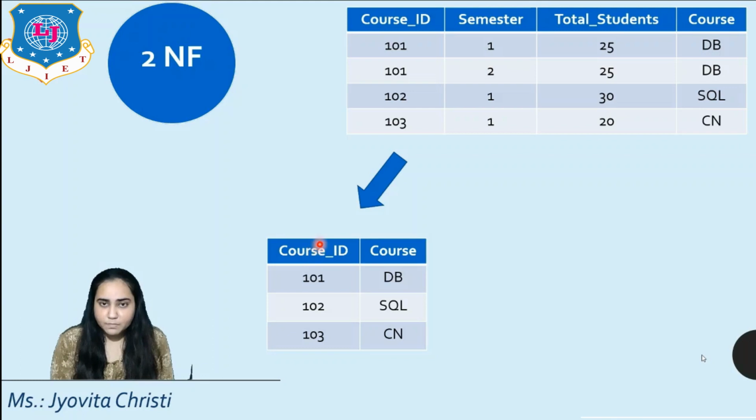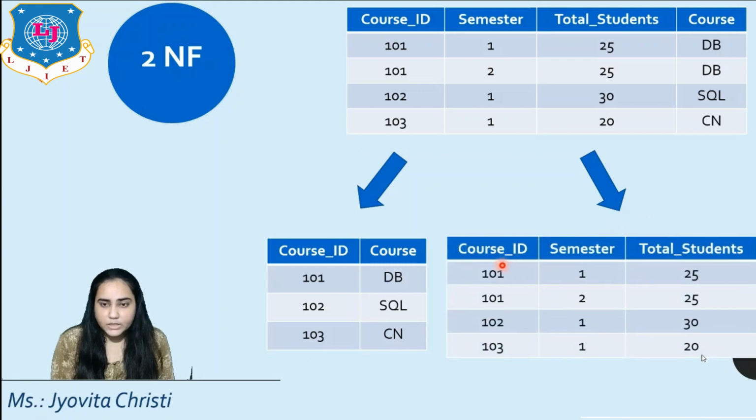Now remember, in the beginning I told you the functional dependencies involved in this table, and those were course ID determines course, and course ID and semester together determine total students. In this case, because course ID determines course was the dependency that was causing the problem, I'm going to put course ID and course on one side. So it is one fragment of the table, and the second fragment of the table would contain course ID, semester, and total number of students.